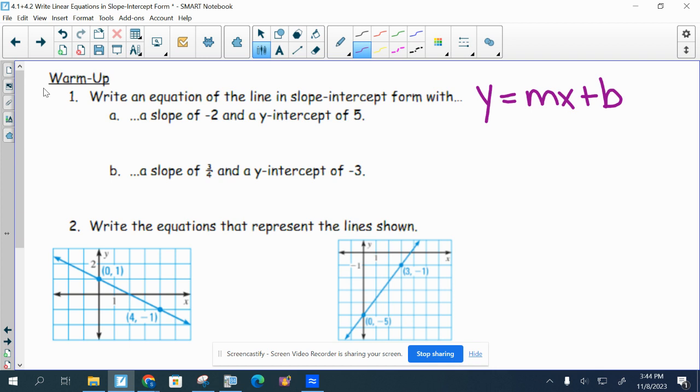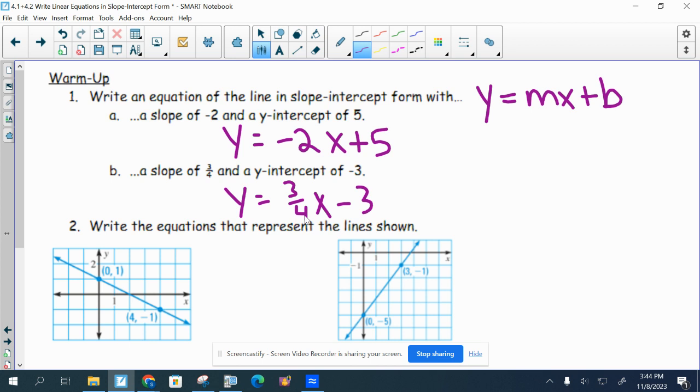All right, so now that you've tried it, number 1a, the question says a slope of -2 and a y-intercept of 5. So that would be y equals -2x plus 5. For part B, it says a slope of 3/4 and a y-intercept of -3. So the equation would be y equals 3/4 x minus 3. So that is the easiest type of way you could write equations.